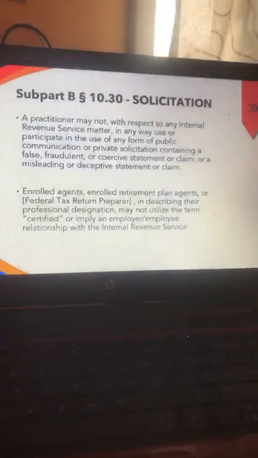Okay, let's move on. Section 10.3 of Circular 230. And I really hope you did print it or have it in front of you, because you're following right along if you did. I'm on slide 39. A practitioner may not, with respect to the IRS in any way, use or participate in the use of any form of public communication or private solicitation containing a false, fraudulent, or coercive statement or claim, or a misleading or deceptive statement.